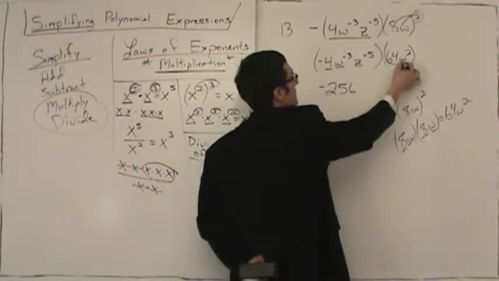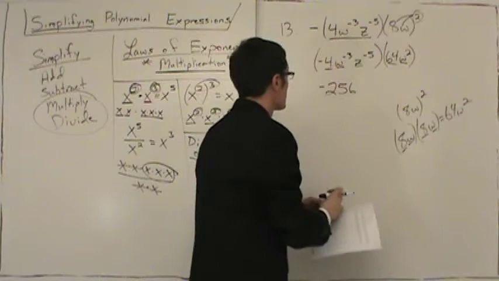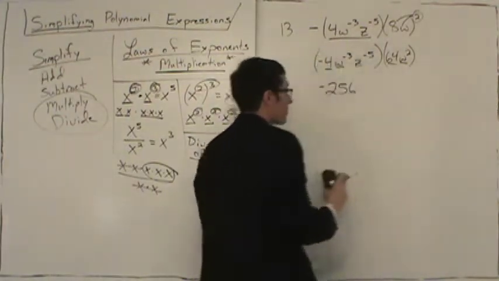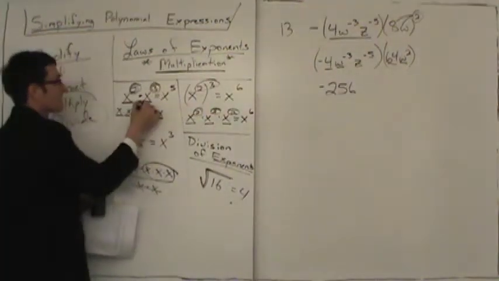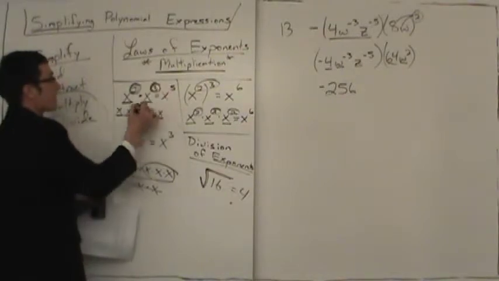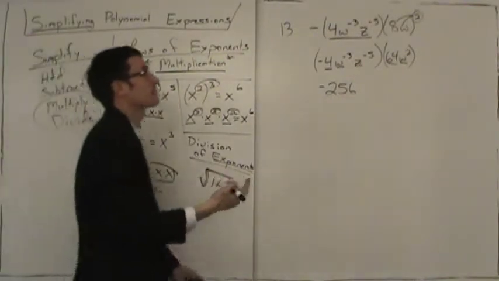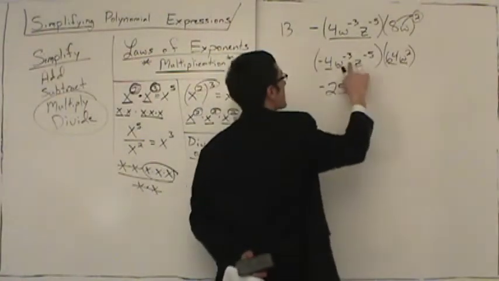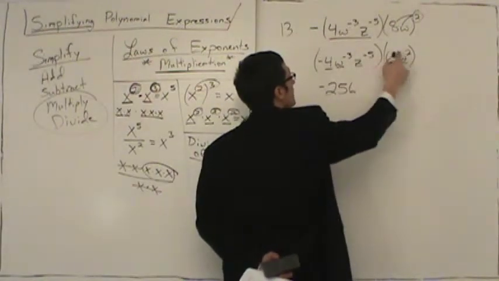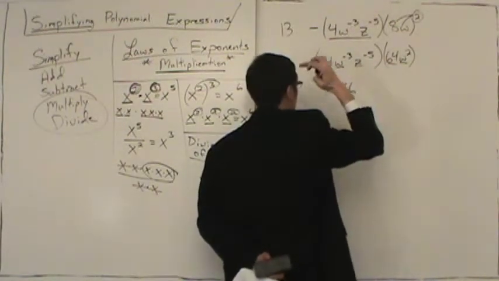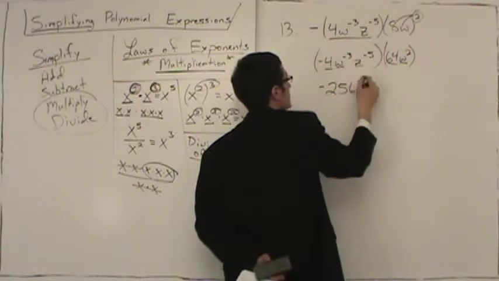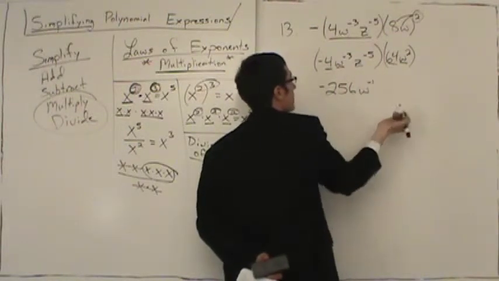w to the negative third times w squared, we are adding the exponents. Remember, when the bases match, x matches x, we add the exponents. 2 x's times 3 more x's is 5 x's. If we have negative exponents, same thing. Negative 3 plus 2. Signs are opposite, so we actually subtract in our head. 3 minus 2 is 1. Take the sign of the larger, which is negative 1. So we get w to the negative 1 power.